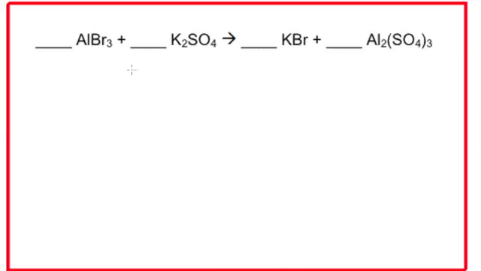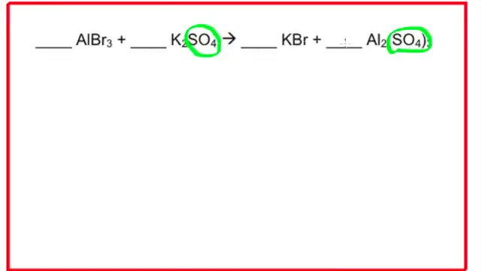In this example, we have all ionic compounds. We have aluminum bromide and potassium sulfate react together to produce potassium bromide and aluminum sulfate. Now here it's really important that you recognize that SO4 and SO4 here in the brackets are the same. They're a group. It's SO4 2-. It's what we call a polyatomic ion.